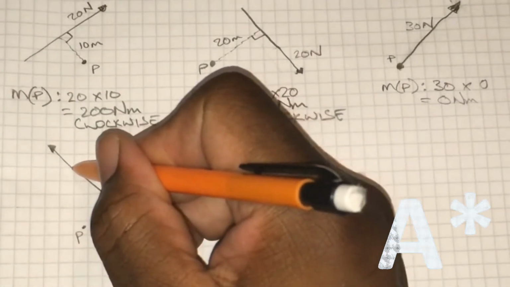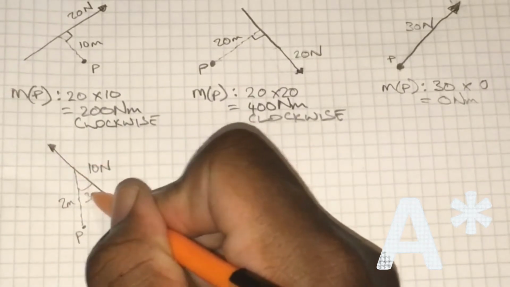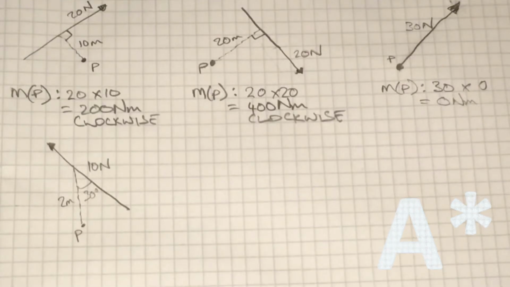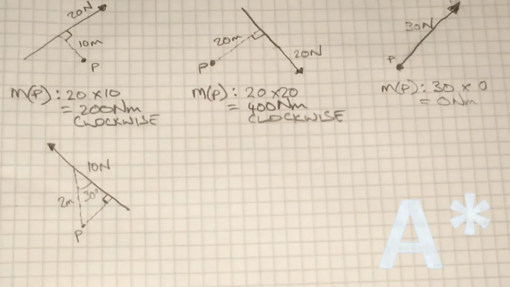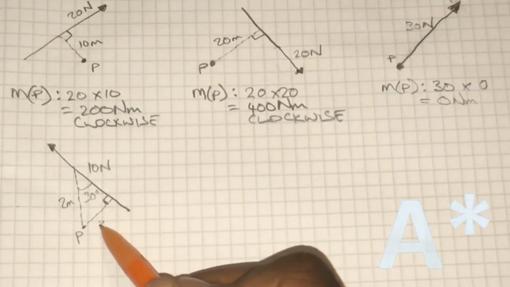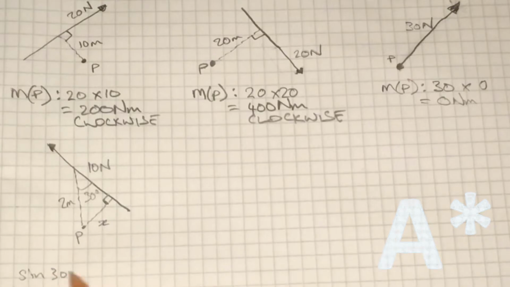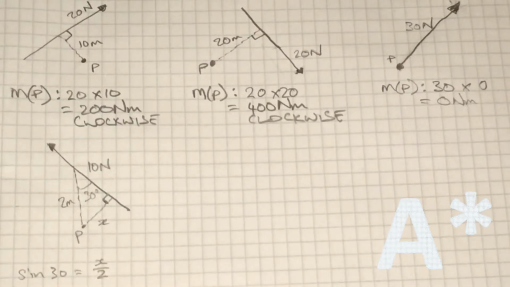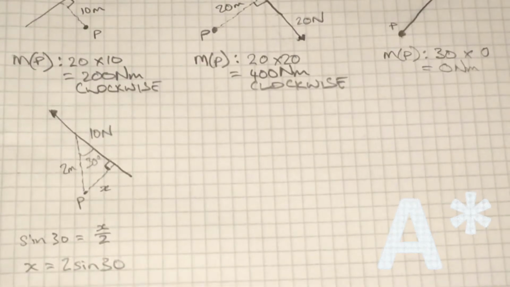Okay, so another consideration when trying to calculate moments is that you may be given a distance that is not the perpendicular distance, and that may be accompanied by an angle. We should be able to get an expression for the perpendicular distance, the one that we want. And we can do that by using basic trigonometry, SOHCAHTOA. Here we have the opposite, which lets me use the sine function. And I can say that the sine of 30 should equal x over 2. I get x equals 2 sine 30.